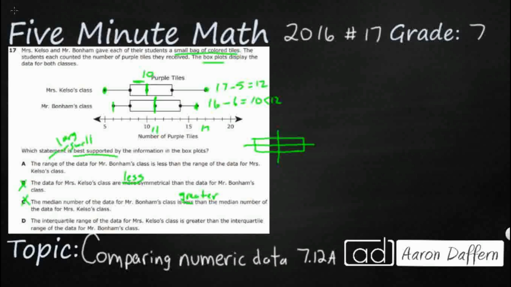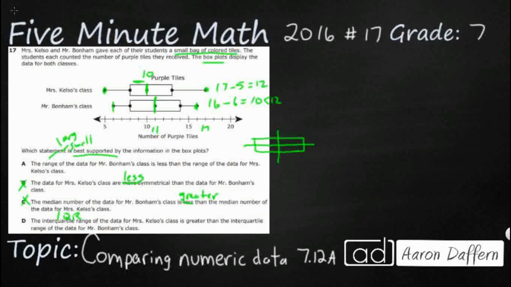And then finally, we got this IQR. All right, the interquartile range. So you notice we've got 4 different chunks here on each of these. We've got 2 inside the box and 2 outside the box for each of these. And they're not necessarily even, right? Mrs. Kelso's is kind of asymmetrical here.